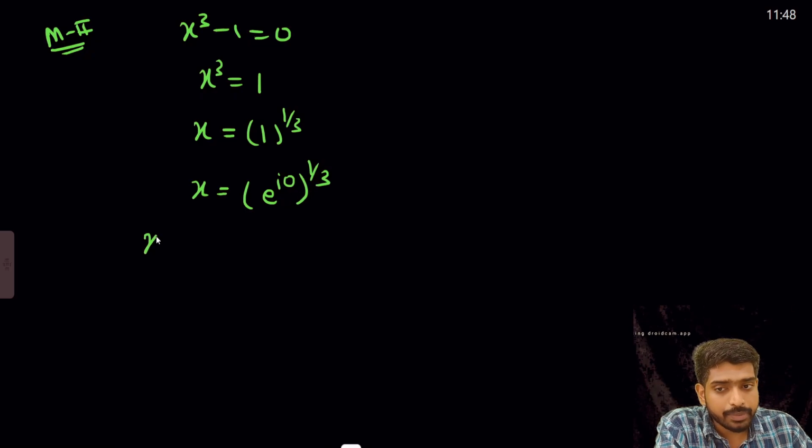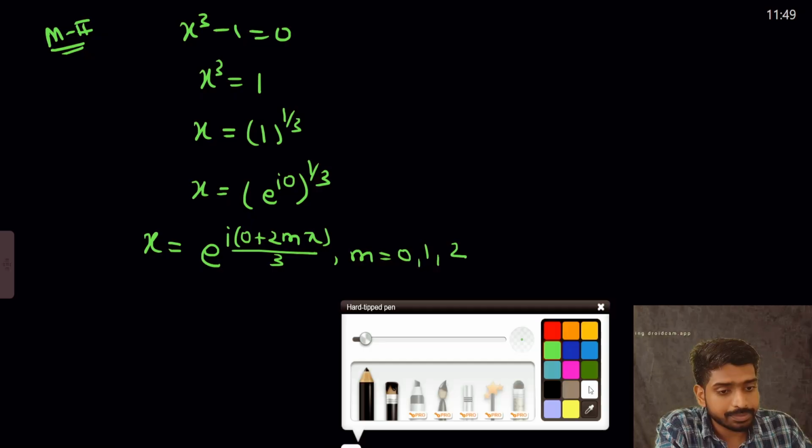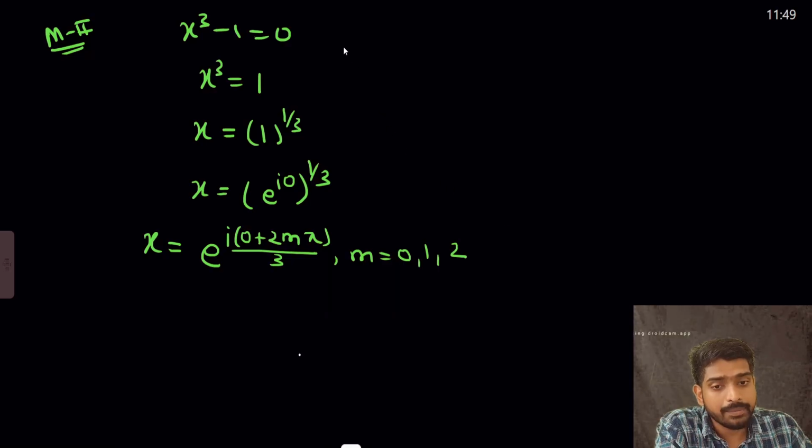So we'll apply DMT now. To apply DMT, what we'll do? We'll add 2m pi to the angle. Angle is 0 plus 2m pi, by 3. What m values will we take? The m values will be 0, 1 and 2. So when m is 0, I'll get the x value as 1. e to the power 0 is 1.